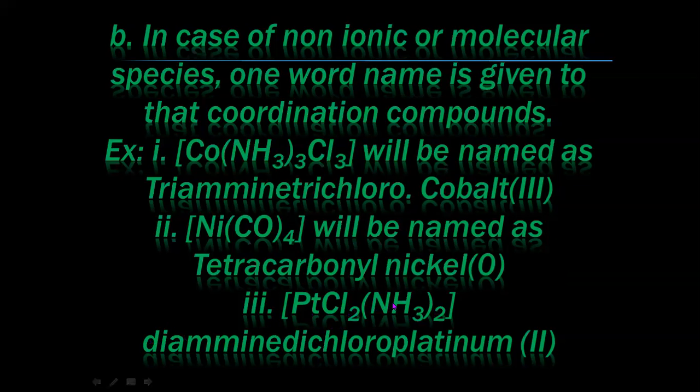First, the name of ammonia will be written, then comes the name of chlorine or chloride. For ammonia, we write amine. For chloride, we write chloro. So, diamminedichloroplatinum(II) means here platinum is in +2 oxidation state. So, this is the way we write the names of complexes.